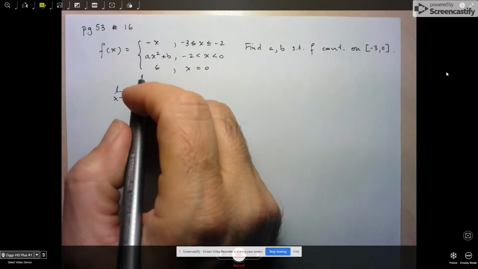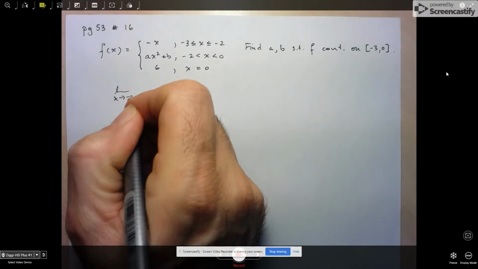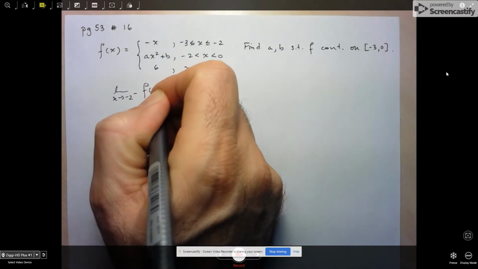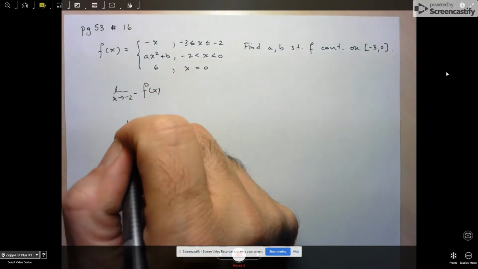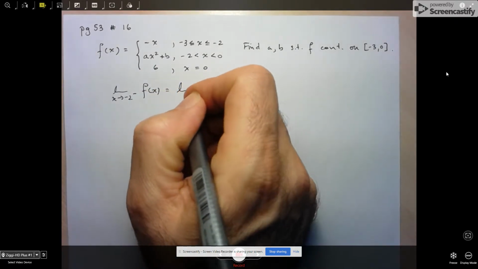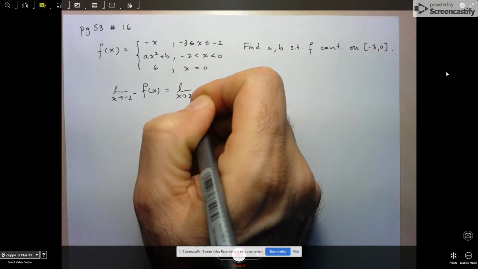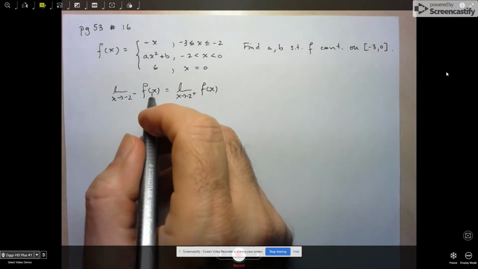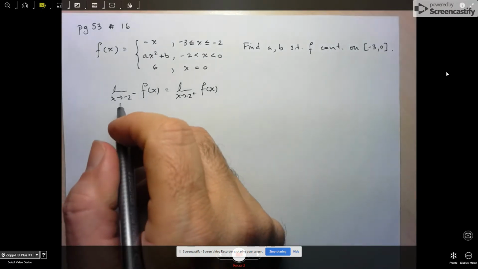So we're going to start with the limit as x approaches -2, and we're going to approach it from both the left and from the right. Because we want it to be continuous, these limits have to be equal. So as x approaches -2, and I know because I need it to be continuous that these two things have to be equal. So let's find the individual limits.